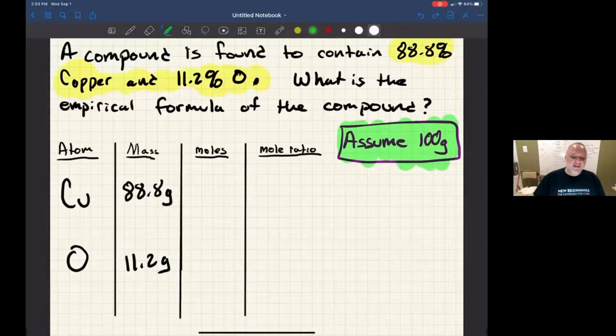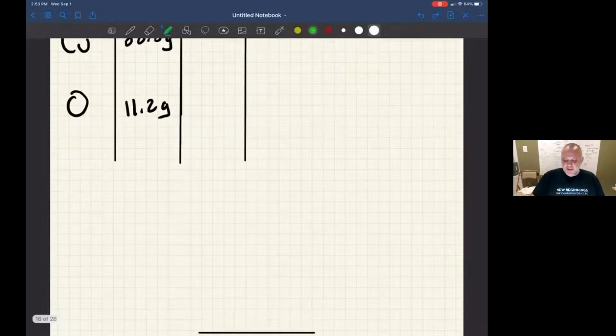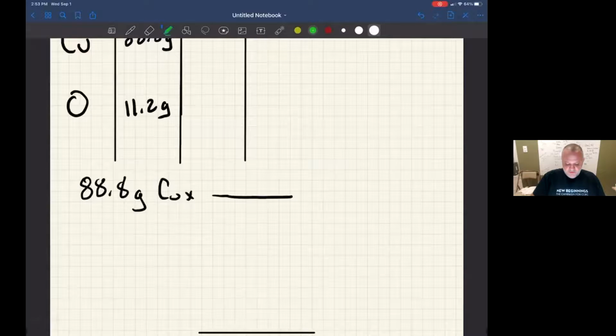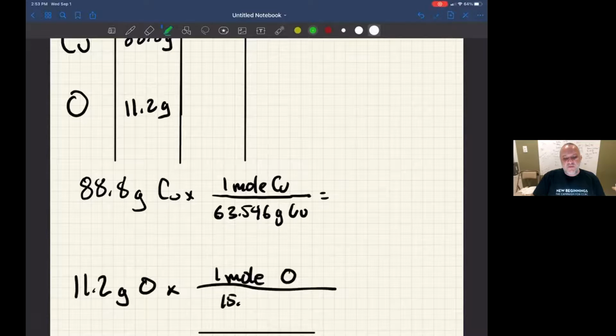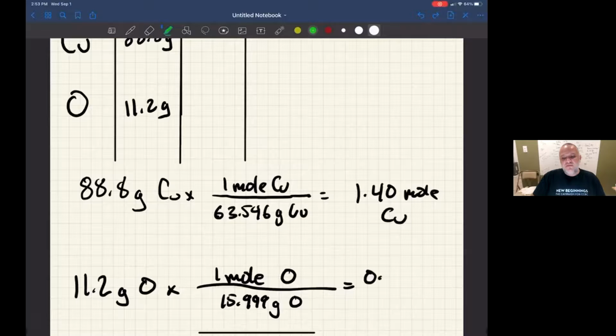Now I can go ahead and continue to work through this problem and figure out the number of moles. 88.8 grams divided by the molar mass of copper, and 11.2 grams divided by the molar mass of oxygen. For copper, I get 1.400 moles. And for oxygen, I get 0.70 moles.